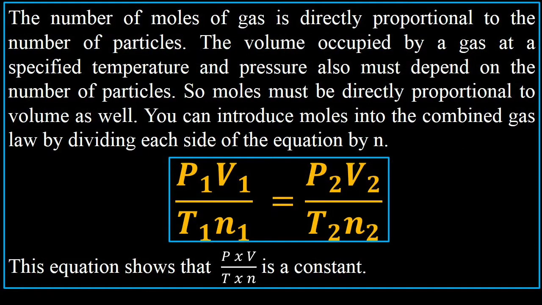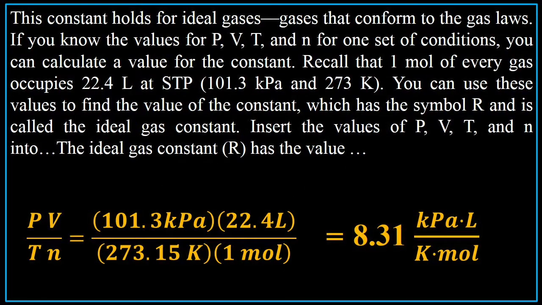The number of moles of a gas is directly proportional to the number of particles. The volume occupied by a gas at a specific temperature and pressure must also depend on the number of particles. So moles must be directly proportional to volume as well. You can introduce moles into the combined gas law by dividing each side of the equation by n. This equation shows that PV over Tn is a constant. So now we're getting down to it. This constant holds for ideal gases, gases that conform to the gas laws.